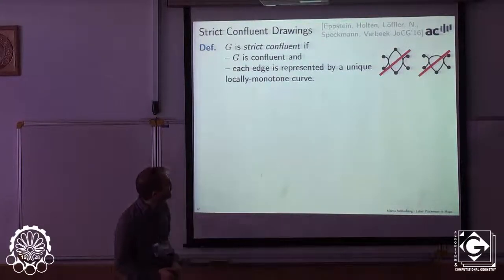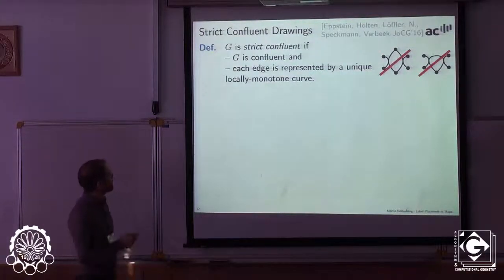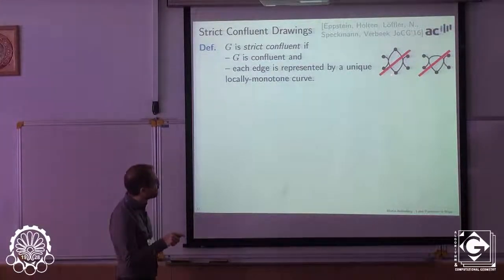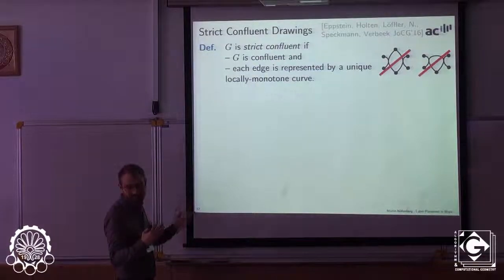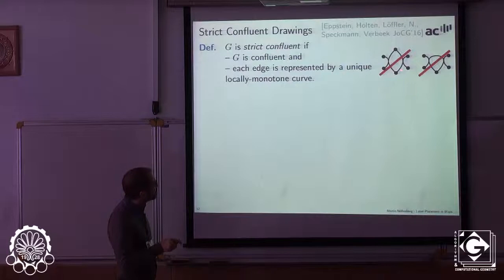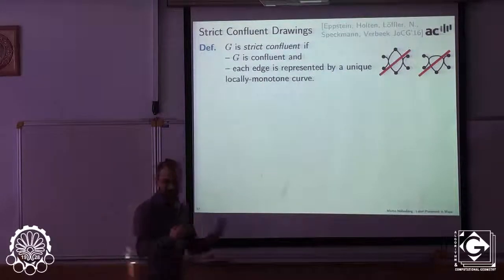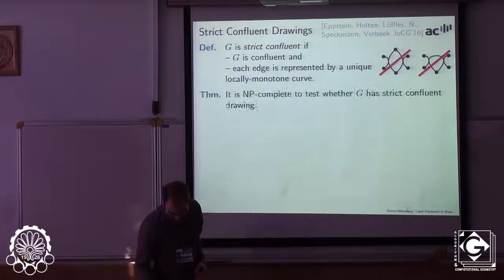And one variation that has been studied a bit later is the so-called strict confluent model. So it still needs to be a confluent drawing, but every edge now needs to be represented by a unique curve. So what we do not allow is that, I don't know, this vertex and this vertex can be adjacent via two paths. Yeah? So that would be impossible, and it's also not allowed to have any kind of self-loops in the drawing. So if you take out these two structures, then what can we show?